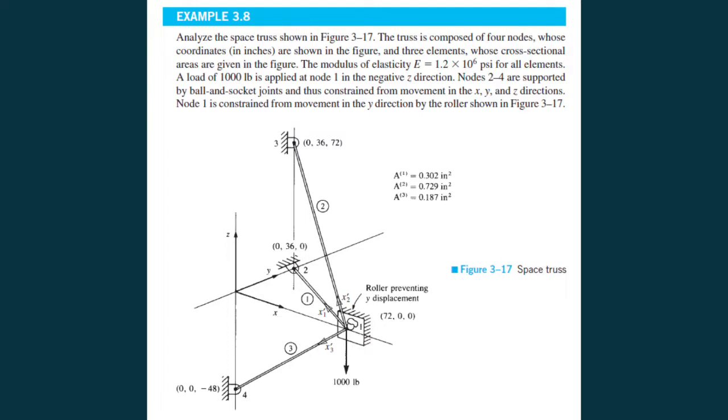Hit up statics if you want a refresher on that. A ball and socket joint prevents movement in the x, y, and z directions. Node 1 is constrained from movement in the y direction. They give us 10 boundary conditions, so that's going to make this problem a whole lot easier. It doesn't tell you what to find, so we're going to find displacements and stresses in each element, and that should be enough. Let's get started.